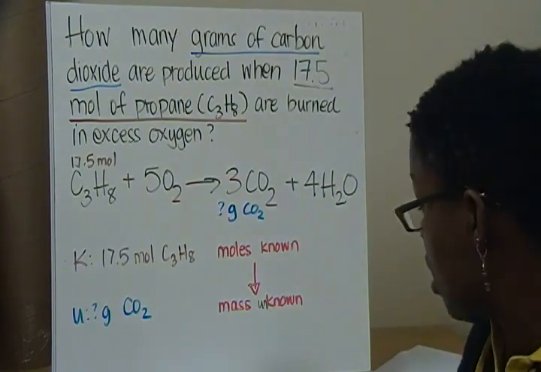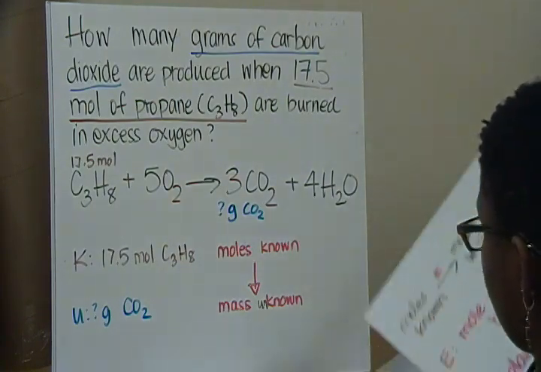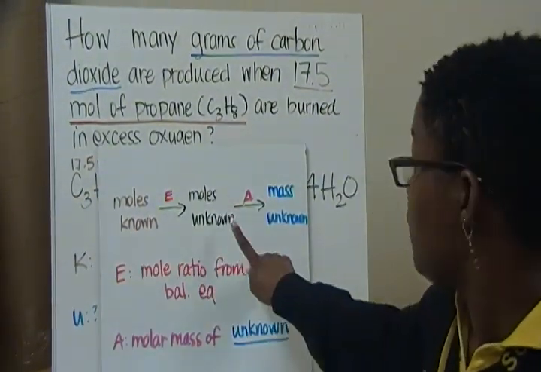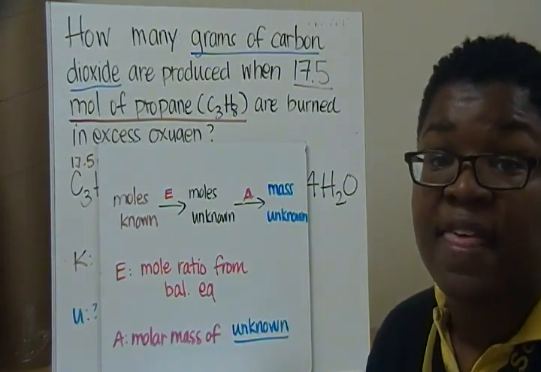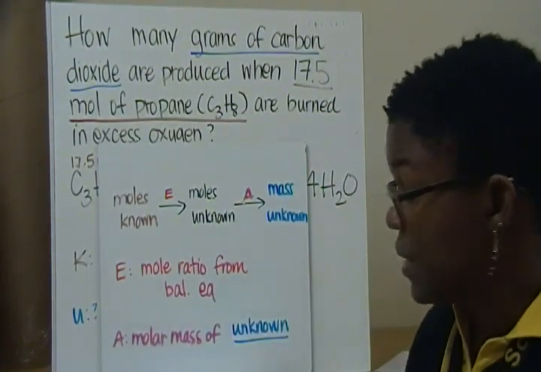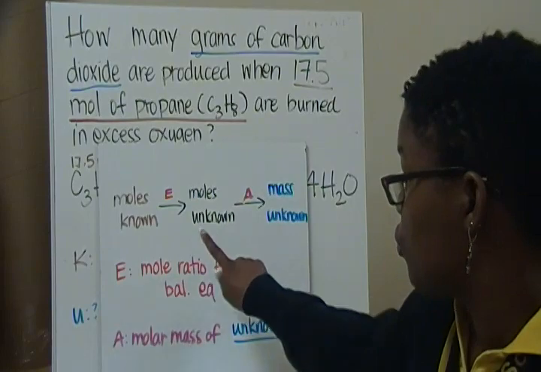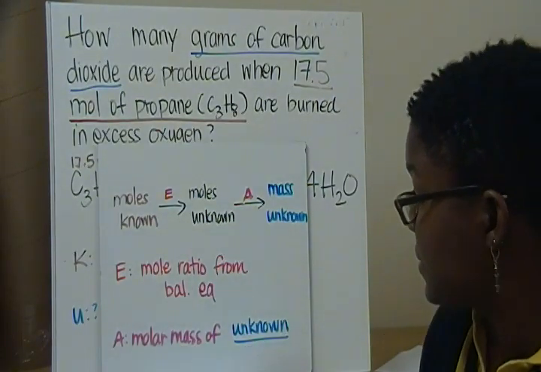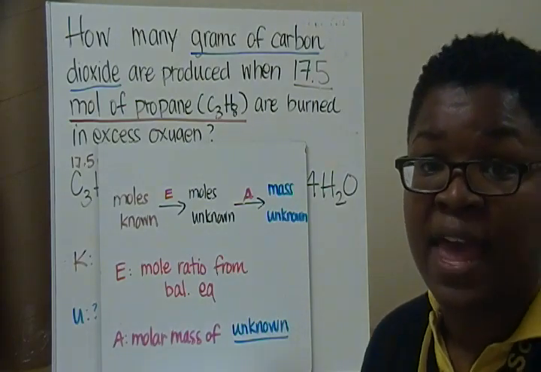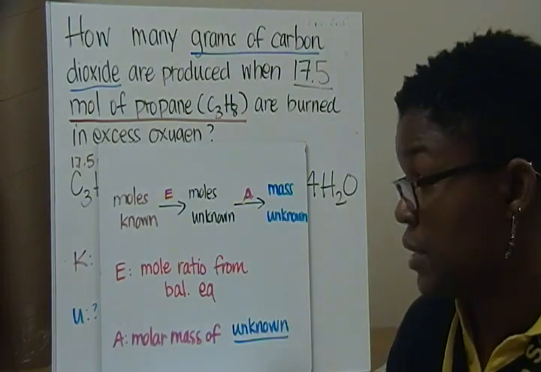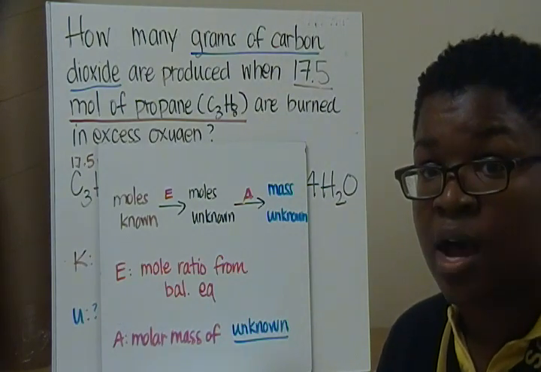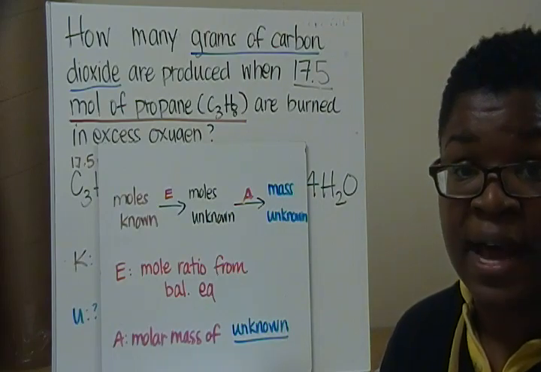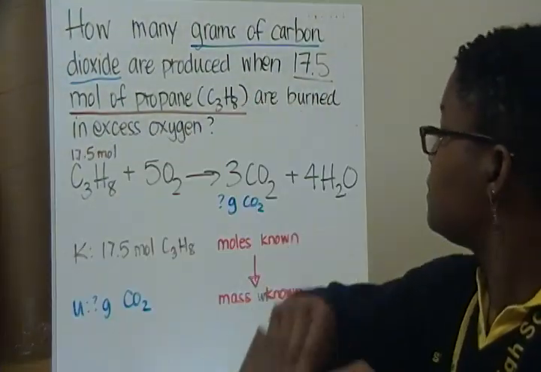Now let's pause for a second and talk. Going from moles of known to moles of unknown is path E. That is using the mole ratio from the balanced equation. Going from the moles of unknown to the mass of the unknown, that is the molar mass of the unknown. So we're going to need path A. We're going to need to figure out our conversion factors in both of these cases. So when you look at the next slide, it discusses how to find those conversion factors.